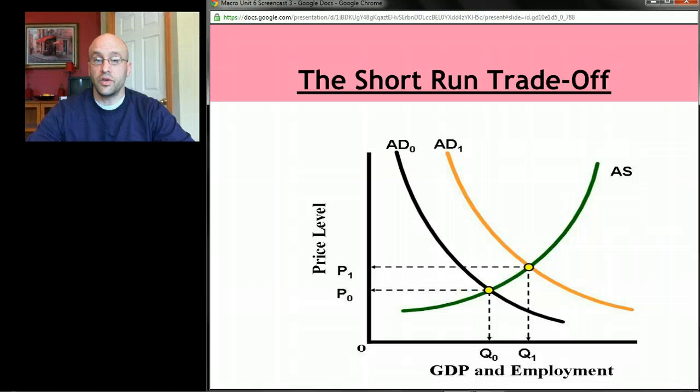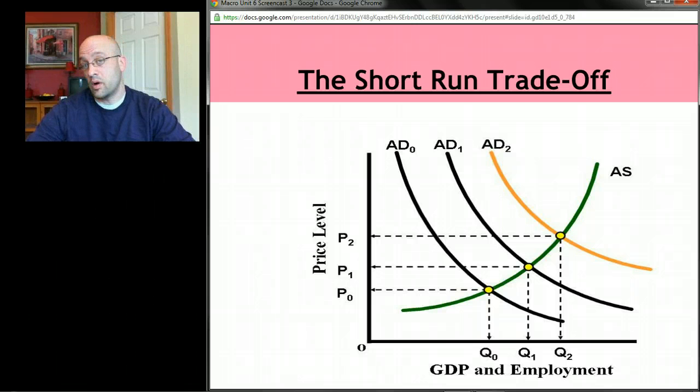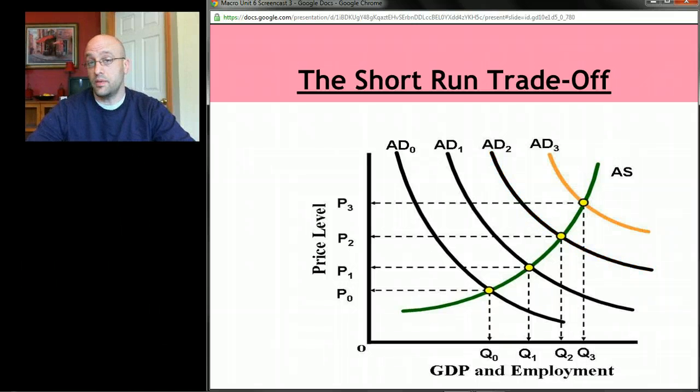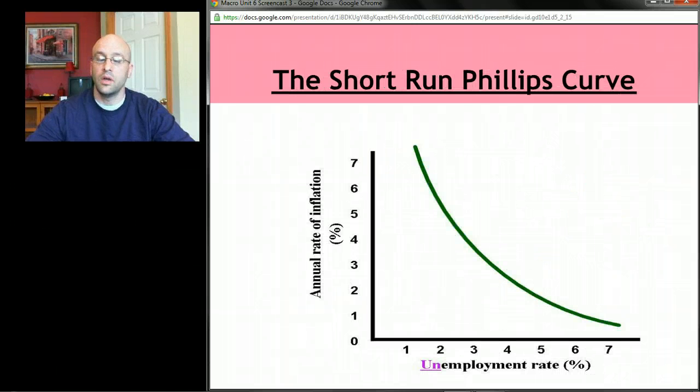And if we were to continue to push aggregate demand to the right, we would just see more of the same. Moving from AD1 to AD2, we would see that employment would go up even further, unemployment would go down, prices would go up. And again, moving from AD2 to AD3, simply more of the same thing. In the short run, there's a trade-off between inflation and unemployment. We can make one thing better, but we'd make the other thing worse if aggregate demand is moving. That's where the Phillips curve comes in. The Phillips curve is a graph that shows this relationship between inflation and unemployment.